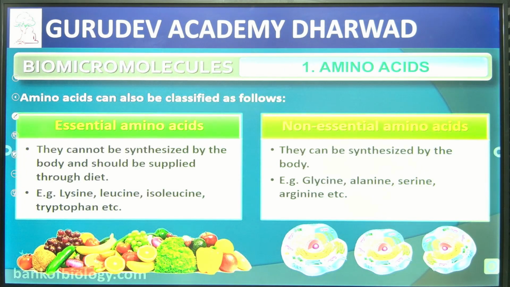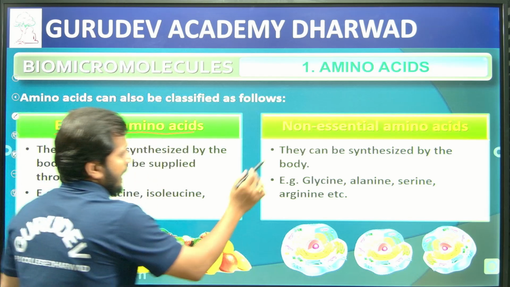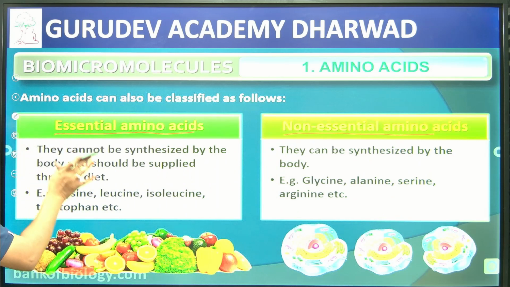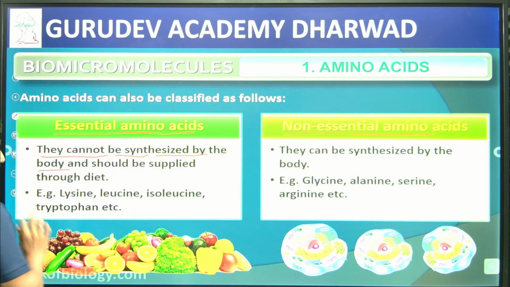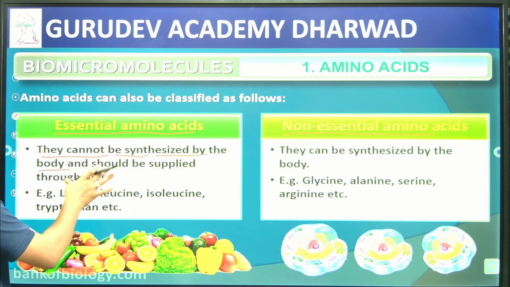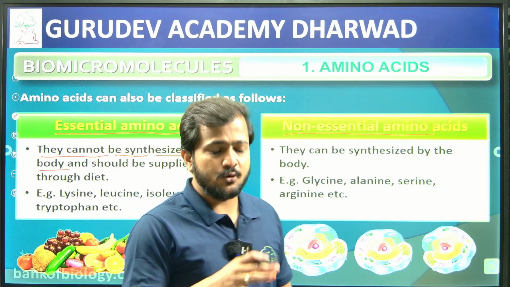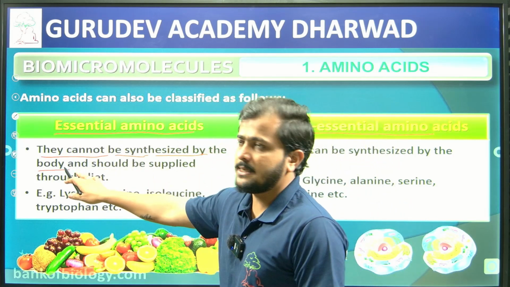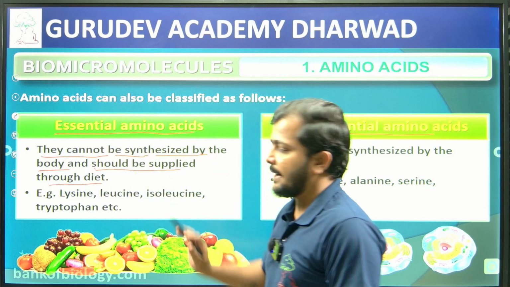Then amino acids can also be classified as follows, right? Mainly we call them essential amino acids, and the other is non-essential amino acids. Now what are essential amino acids? They cannot be synthesized by the body, right? Essential means we need it, so obviously we should supply it from the diet, right? So the body cannot synthesize that, so it should be supplied through our diet, right?